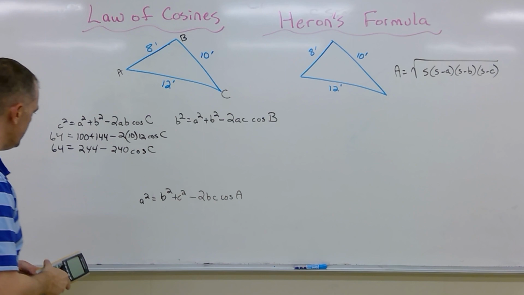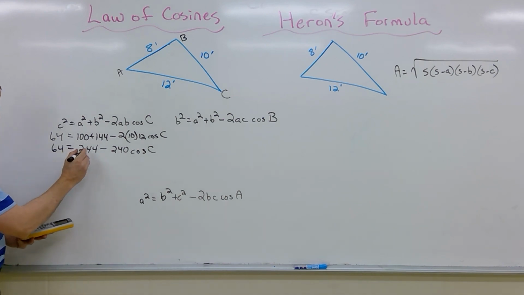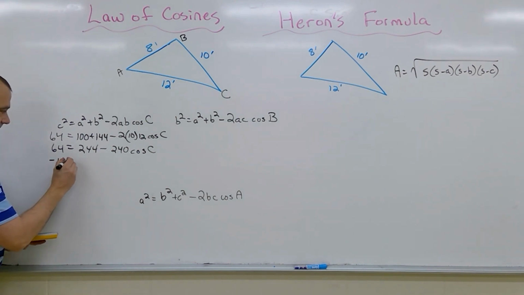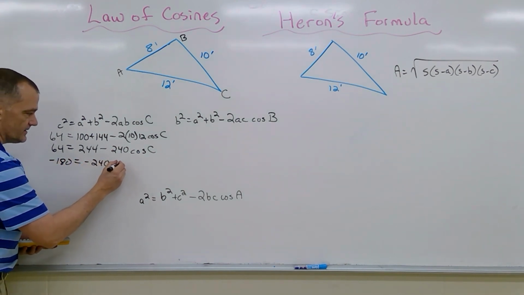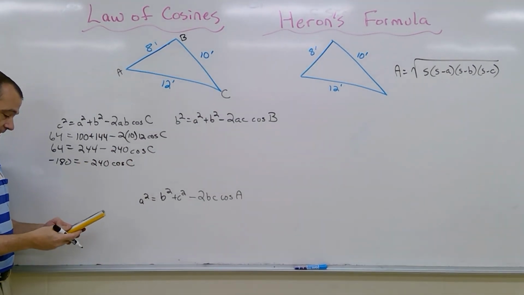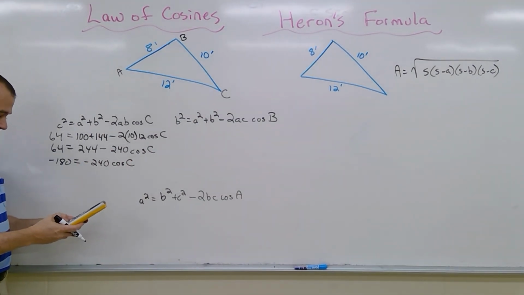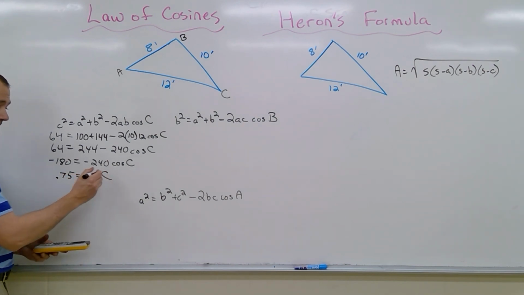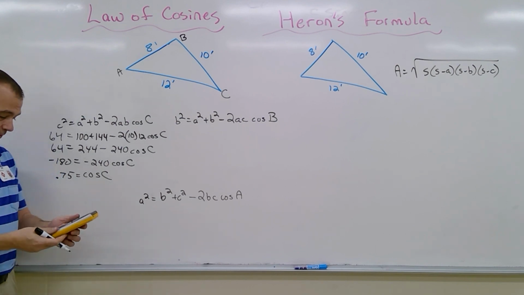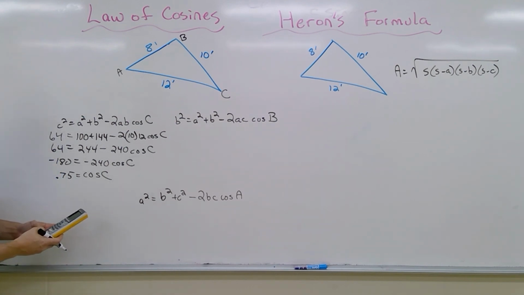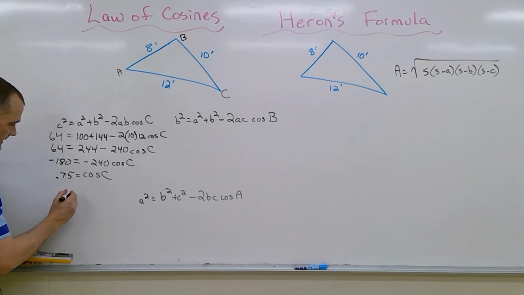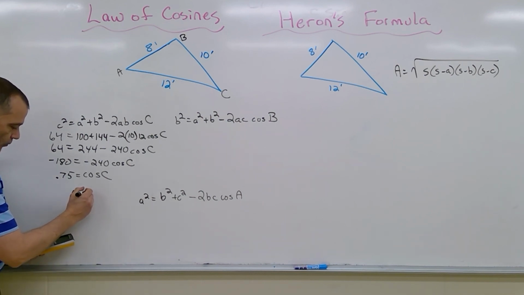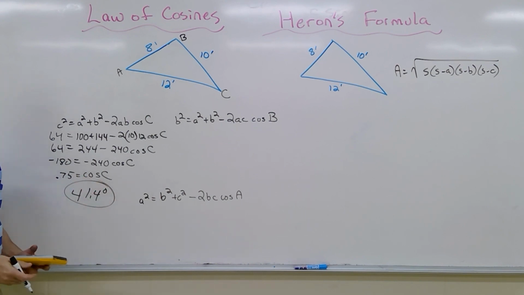I've got my calculator handy just in case we don't want to make any mistakes. I'm going to subtract 244 on both sides. So that gives us negative 180 equals negative 240 times the cosine of C. And now I'm going to divide negative 180 by negative 240. And we're going to get 0.75 equals the cosine of C. So since we're looking for the angle, we're going to type in second cosine of 0.75. And I get approximately, I'm just going to round this really loosely, 41.4 degrees. Beautiful.